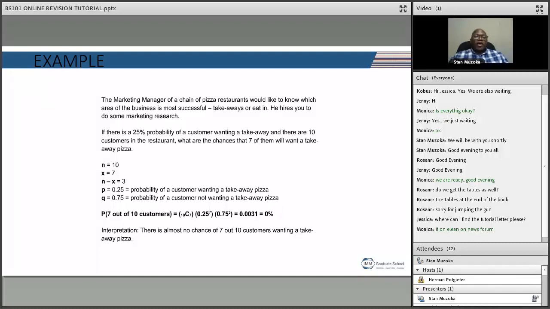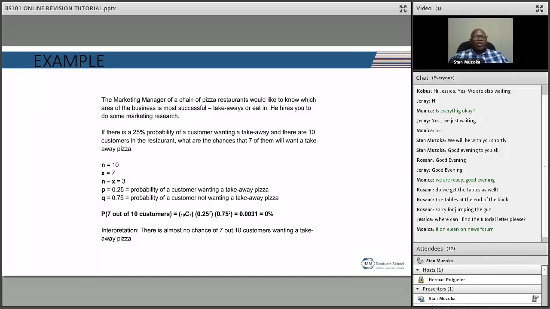And what is the sample space N? It is 10. We are asked to calculate the probability of 7 out of the 10. X is equal to 7. N minus X, 10 minus 7, is 3. P we said is 0.25. Therefore, 1 minus P is 1 minus 0.25, which is 0.75. We then substitute into the formula. The probability of 7 out of 10 is equal to 10 combination 7, 0.25 to the 7, 0.75 to the 3.